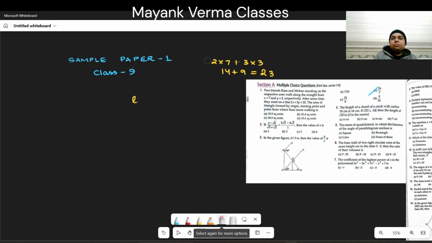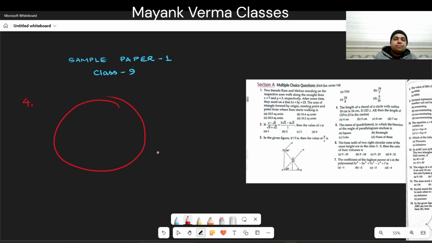Let me clear the board so that we get the next question properly. Okay, now let's see the fourth question. The fourth question says that the length of the chord of a circle is 16 and the radius is 10 centimeters. So radius is 10 centimeters and the chord length is 16, and let's draw this.